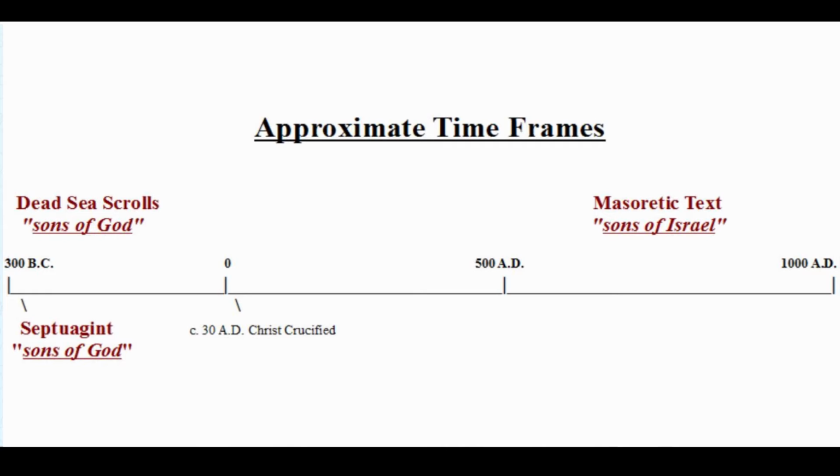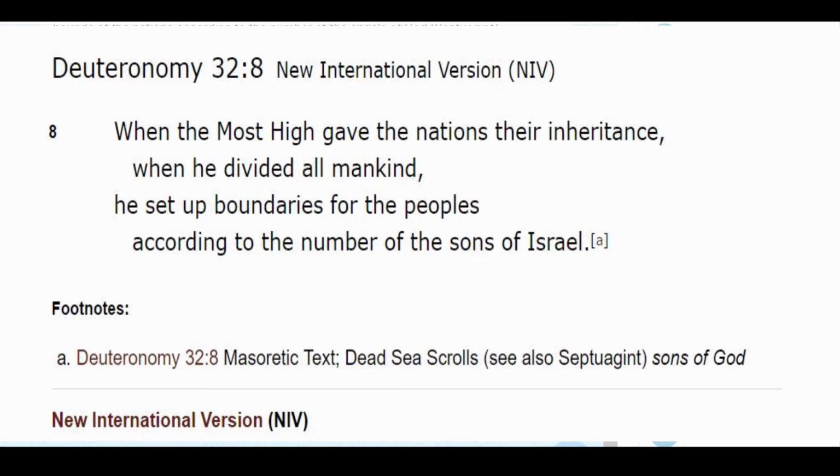Now let me give you the footnote for the NIV. In footnote A, this is what you're going to read. Don't take my word for it, click on it. It says Masoretic text. It's saying that we're basing our translation on the Masoretic text, so we went with sons of Israel. But then it notes, Dead Sea Scrolls, see also Septuagint, sons of God. So the NIV is telling you that the Dead Sea Scrolls, which furnishes the oldest copy of Deuteronomy to date, and the Greek version both agree that here it said sons of God.